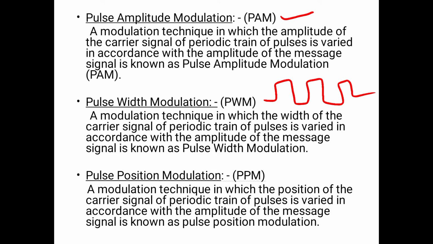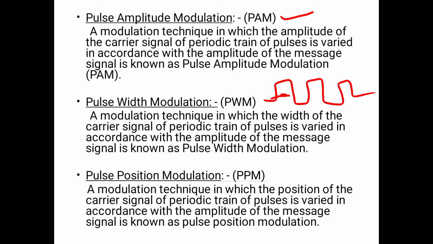In the case of pulse amplitude modulation, the width of each pulse is constant. But in the case of pulse width modulation, the width of each pulse is varied in accordance with the amplitude of the message signal. Here this is the width of the pulse. The width of the pulse also varies. If the amplitude is more, then the width of the pulse is also more. If the amplitude is less, then the width of the pulse is also less. This is pulse width modulation.